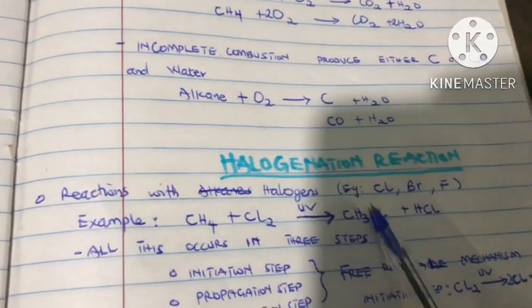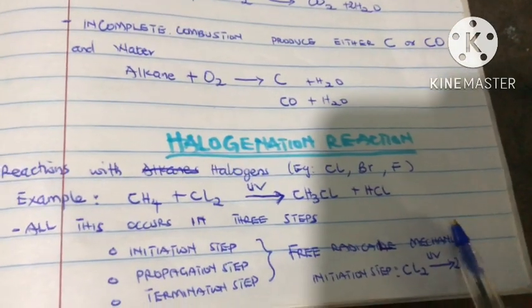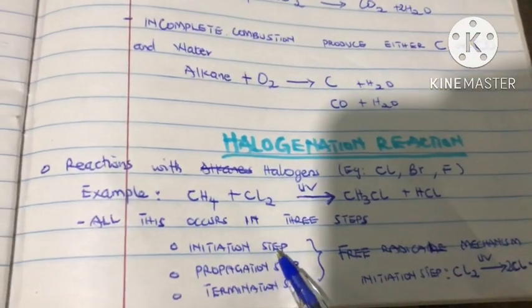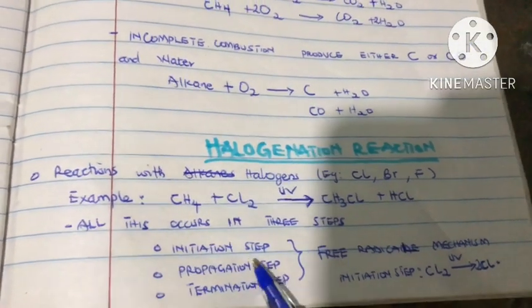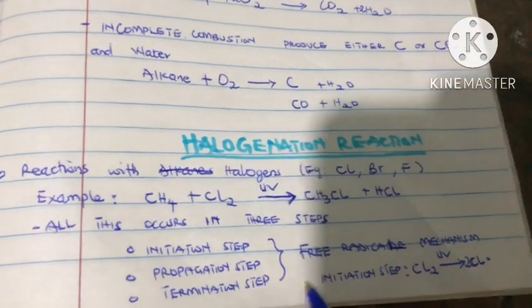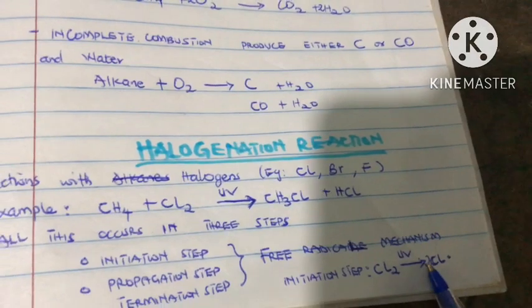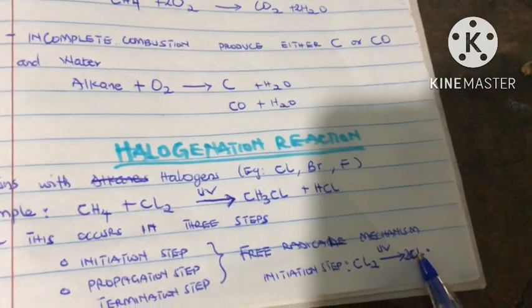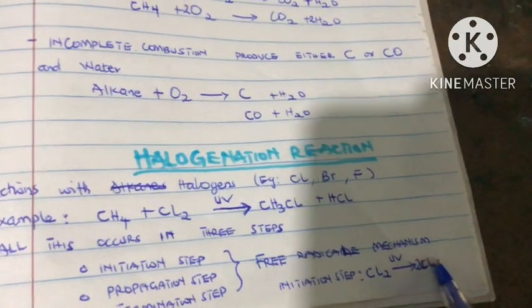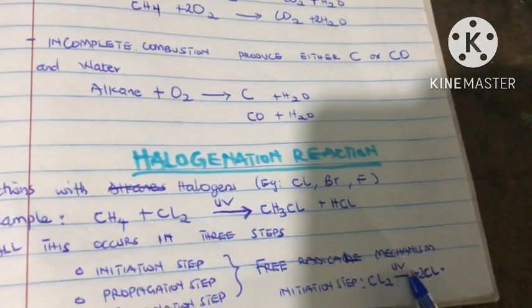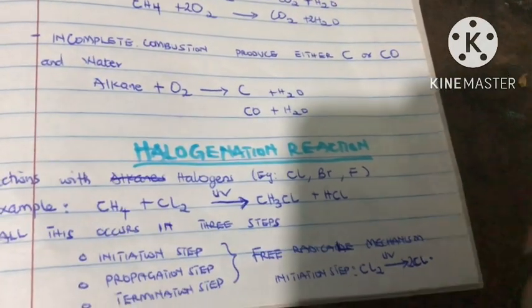All of this actually occurs in 3 steps, and these steps are called the free radical mechanism. In the free radical mechanism, we have the initiation step, the propagation step, and the termination step. You understand? For the initiation step, this is where the halogen is split into 2 free radicals. Free radicals are represented by a dot, meaning they have an unpaired electron. This splitting is done by ultraviolet light, and this kind of splitting is called homolytic fission.